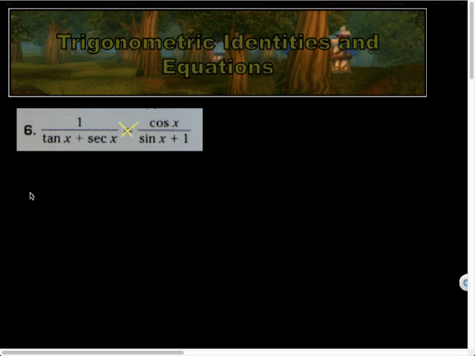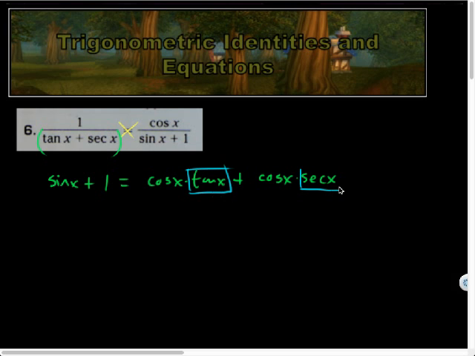So sin x plus 1 times 1 would be sin x plus 1. And that's going to equal, and I guess I'll distribute it by both of those, so that's cos x tan x plus cos x sec x. All right, so I've just multiplied the cos x by both of those, distributing it. So let's see. Now I've got cosine, sine, and cosine. Maybe this is a good place to replace everything in terms of sine and cosine. That was another general approach that could sometimes be helpful.